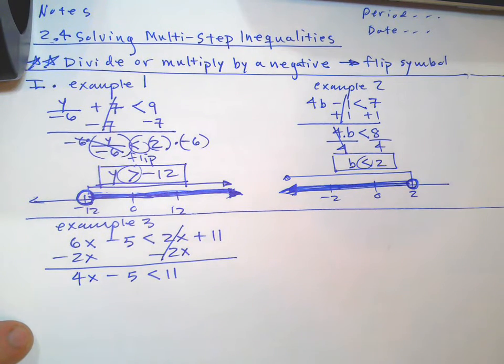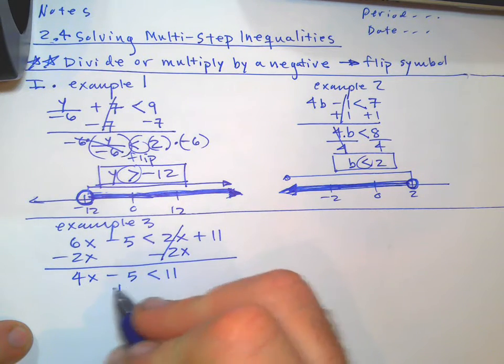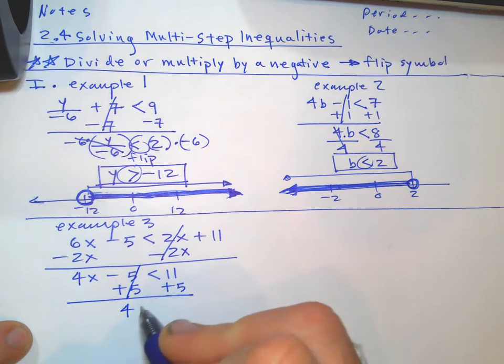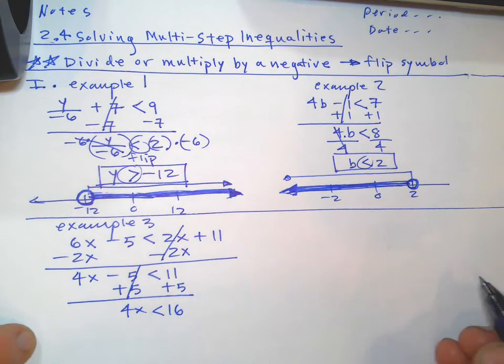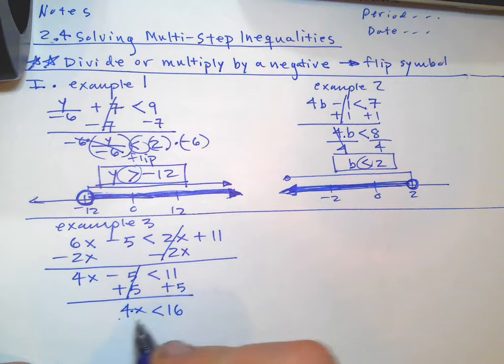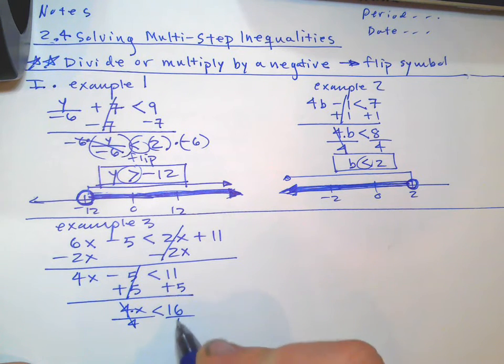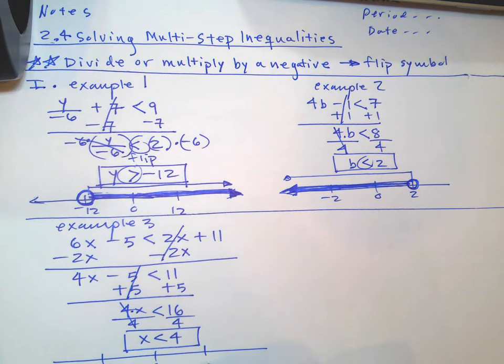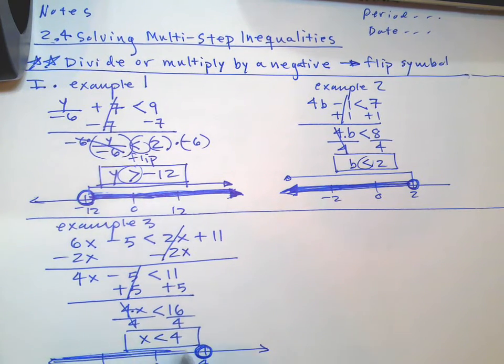Now we're ready. Now it just looks like the others. Get rid of addition and subtraction first. So get rid of minus 5, you have to add 5. This is the kind of work you should be showing on your assignments. Then get rid of times 4, you divide by 4. So x is less than 4. If we graph that, open circle at 4, shaded to the left.